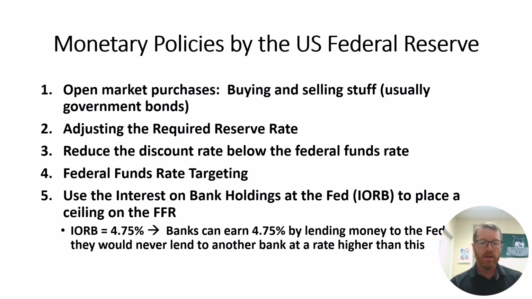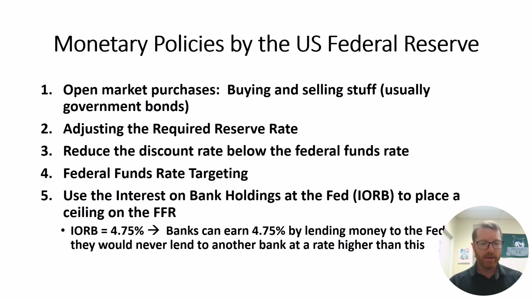If I'm a bank, I can take any money that I have, and if I don't want to lend it anywhere, if I don't want to lend it to other banks or to individuals for mortgages or anything like that, I can actually store my money at the Fed. And if I store my money at the Fed, I get interest on that, and that's called the IORB, the interest on reserve balances held at the Fed. This interest rate is really important because it affects the federal funds rate.